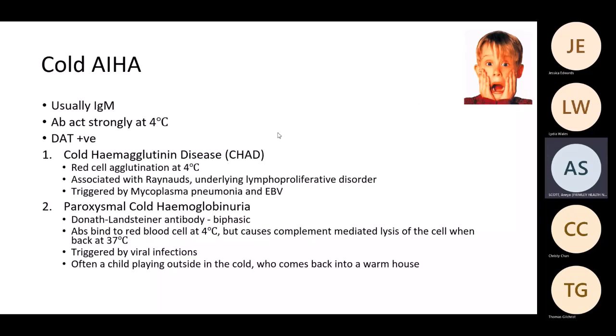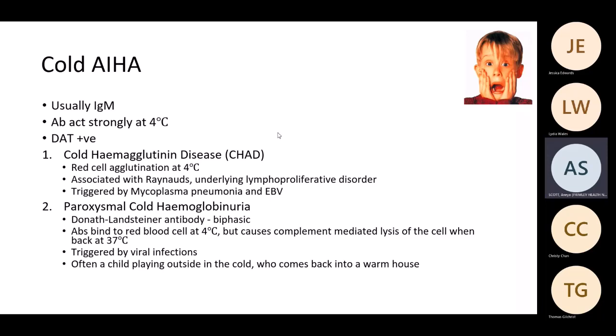Then we have the cold AIHAs, and these are usually IgM. The antibodies act strongly at 4 degrees C, so instead of 37 in the warm type, they act strongly at lower temperatures. Again, it's DAT positive. First type is called cold hemagglutinin disease, or CHAD, which is when the red cells get coated and clump together at 4 degrees C. That's associated with Raynaud's or underlying lymphoproliferative disorders, and can be triggered by Mycoplasma pneumonia and EBV.